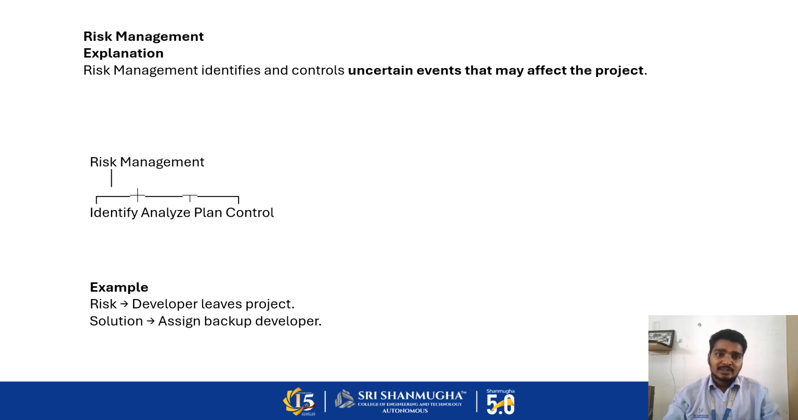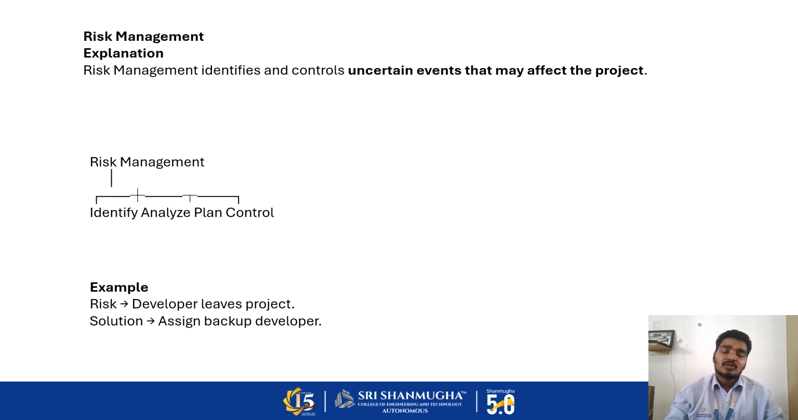Now the risk management explanation. What is risk management? In this method, we identify and control the uncertain events that may affect the project. They identify, analyze, plan, and control the risks. For example, the risk is that the developer leaves the project. The solution is to assign a backup developer.